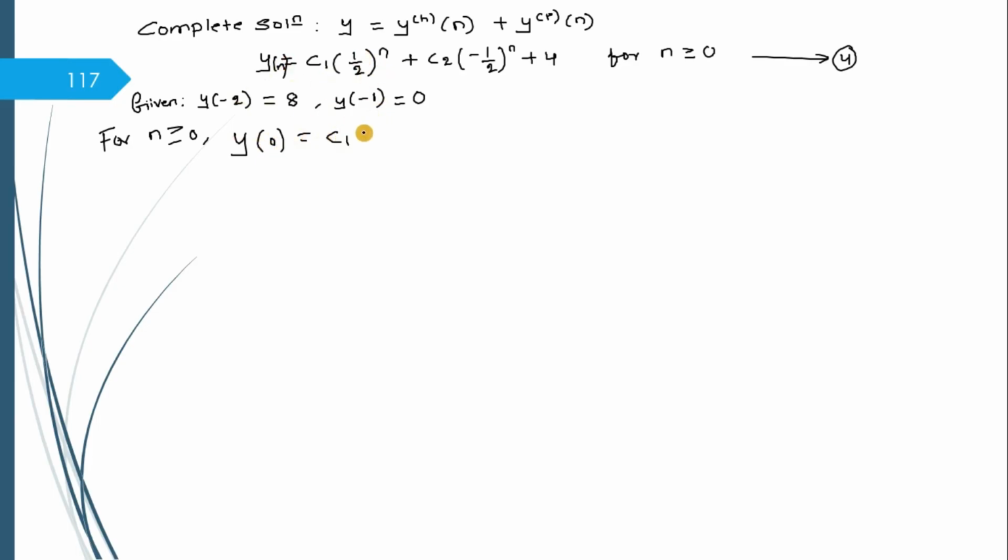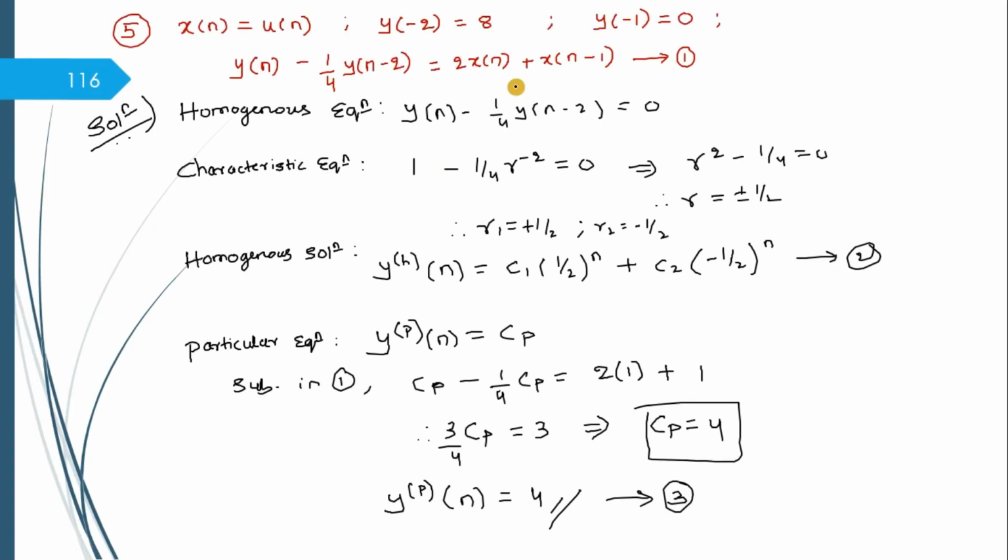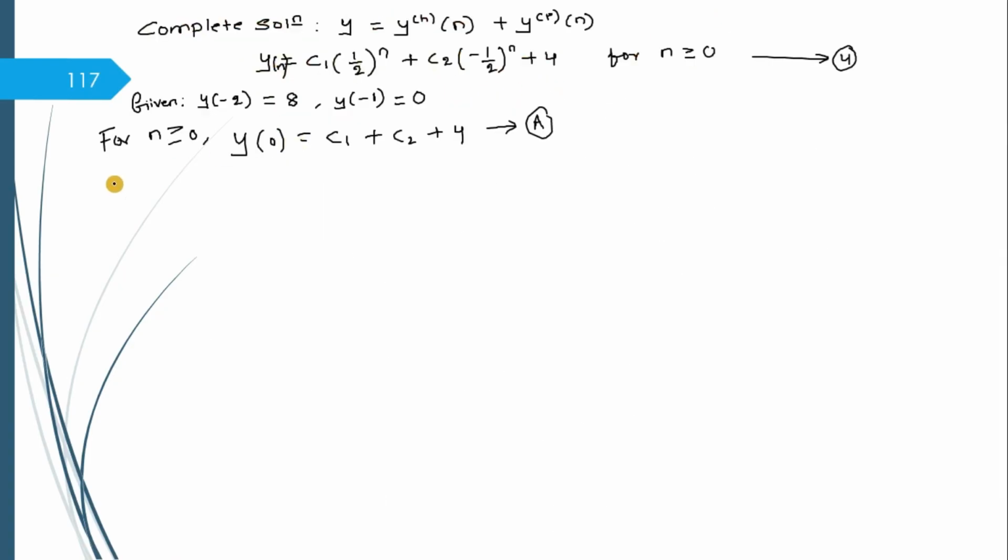C1, 1 by 2 raised to 0 is 1, so leave it. Plus C2, minus 1 by 2 raised to 0 is 1, leave it. Plus 4. Call this as equation A. Now what I do is I take the original equation, that is here, this equation, equation 1, I substitute y of 0.